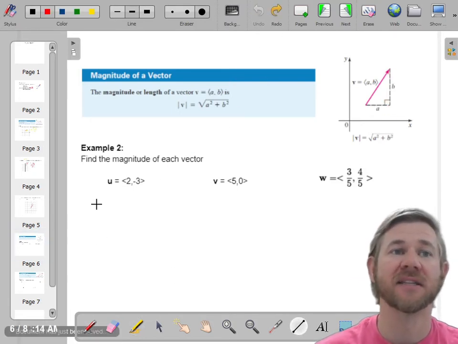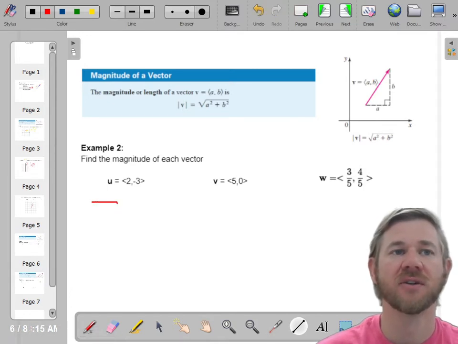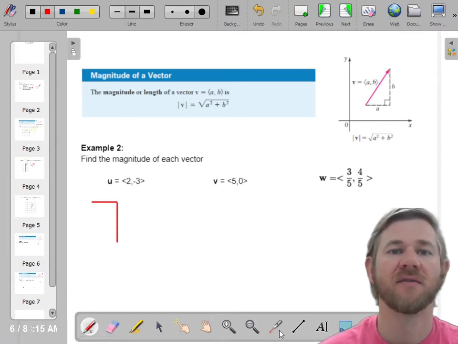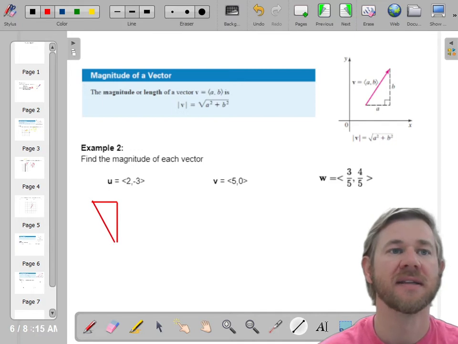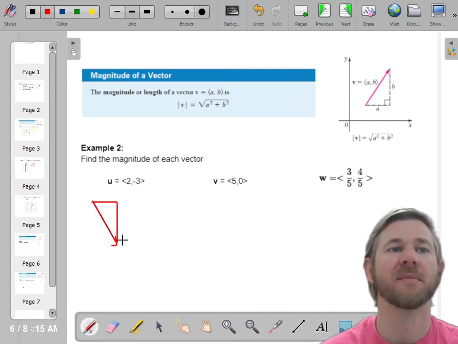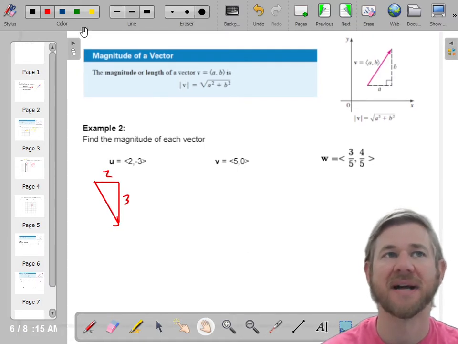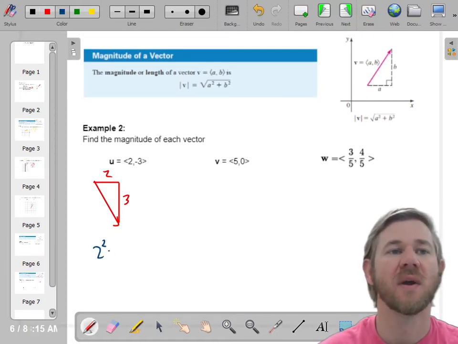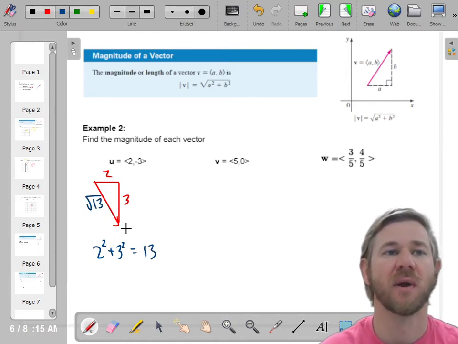If you were to sketch this vector, you would say go right 2, down 3. The vector that you're actually talking about is this guy. But for the magnitude, I'm going to say, okay, it's 2 and 3. It doesn't matter if it's negative or positive. It's a length. So 2 squared plus 3 squared is 4 plus 9, which is 13. So the magnitude will be the square root of 13.